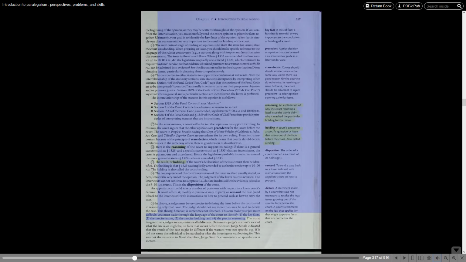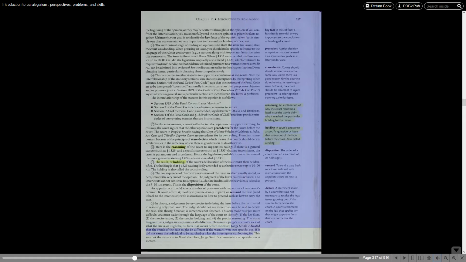You must wade through the language of the court to identify 1. The key facts, 2. The precise issues, 3. The precise holding, and 4. The precise reasoning. The worst tangent that a judge can stray into is called dictum. Dictum is a judge's or court's view of what the law is or might be on facts that are not before the court.